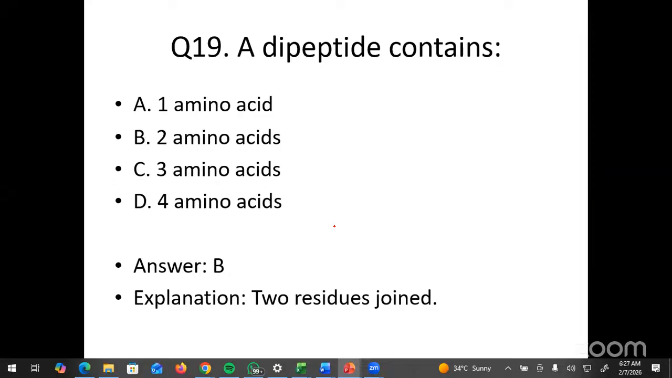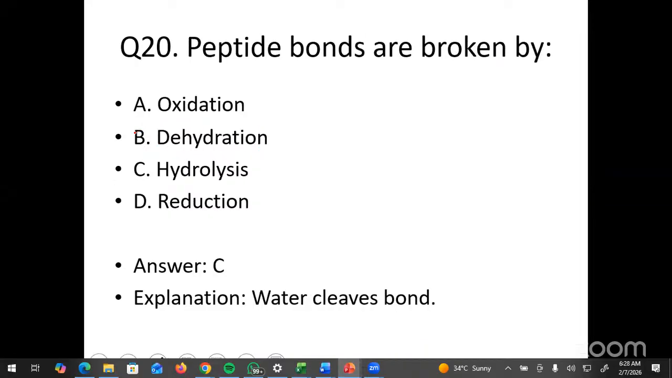If a dipeptide contains two amino acids, look at the question I mentioned earlier. Peptide bonds are broken by hydrolysis, for which you have to bring water, like what I explained in the previous slide.